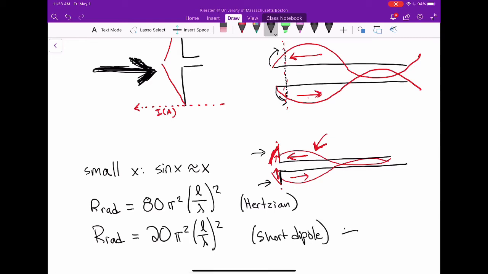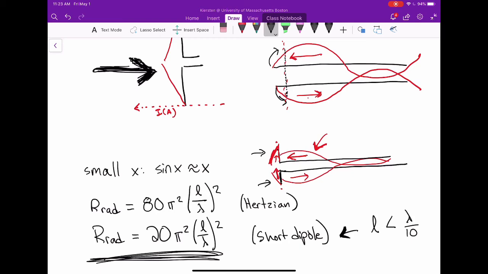Now, a short dipole, you'll see different rules of thumb about this, but for a short dipole, that means that the length is probably less than 1/10 of a wavelength. Otherwise, the approximations that we make to get to this radiation resistance expression don't apply.